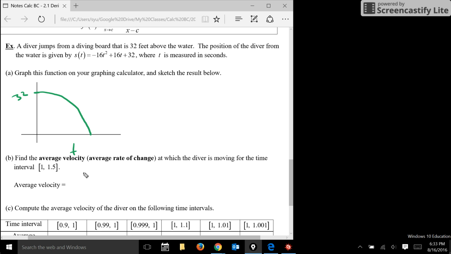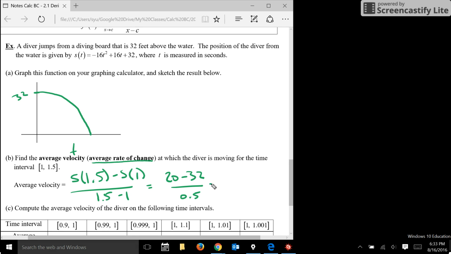Okay, now they ask us to find the average velocity or the average rate of change at which the diver is moving between 1 and 1.5 seconds. Right, so these are my x values, so I have to find my y values. Notice they call our function s. So my y values are going to be s at 1.5 minus s at 1 divided by 1.5 minus 1. Now you just plug these into your function. You could do that in your calculator. You would get 20 minus 32 over 0.5. And as a final answer, you would get negative 24 feet per second. We got to keep our units.